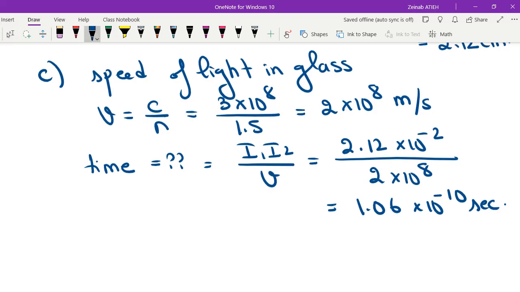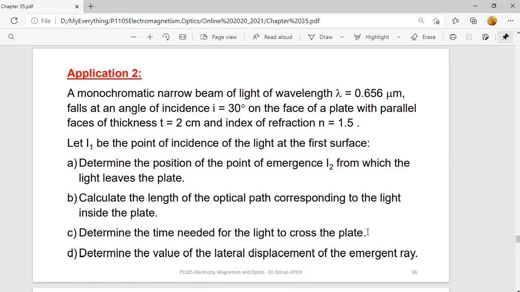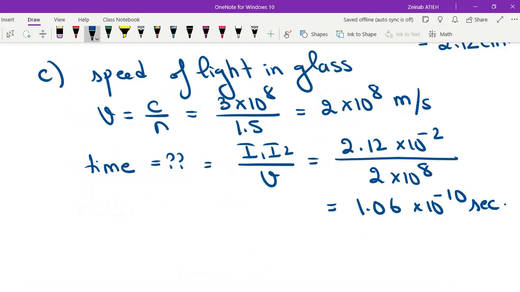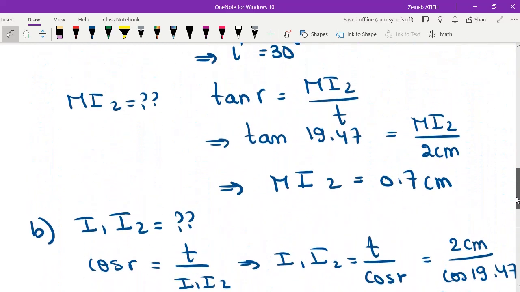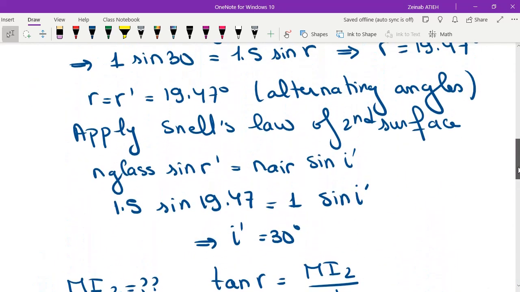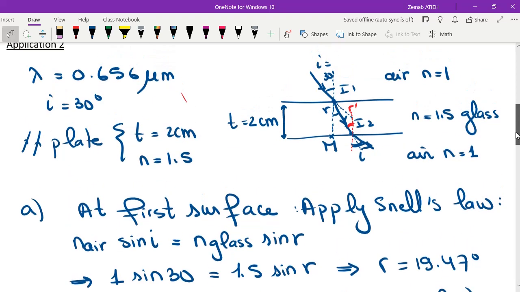Now part D. Determine the value of the lateral displacement of the immersion tray. What is the lateral displacement? I will talk about these at the end of the chapter, but let's now explain what the lateral displacement is. I will explain these when I explain diopters, okay? Explain them in more detail, so don't worry.